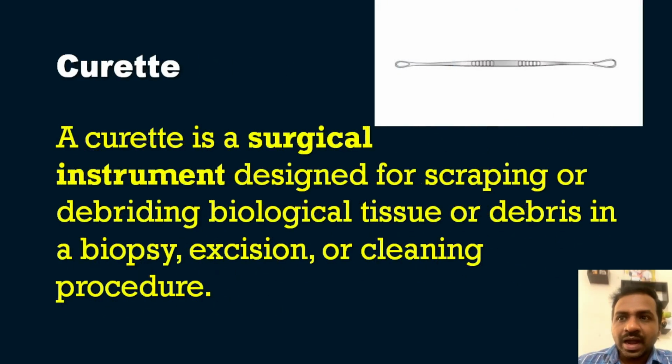Okay, so another option was a curette. So what is a curette? This is a picture of a double-sided curette, and there are several types of curette that you can refer to later. This is a surgical instrument which is used for scraping or debriding biological tissues or debris for a biopsy, excision or cleaning procedure. Dilatation and curettage, that is in OBG, you know, D&C. For that purpose this curette is used, and there are several types of curettes that you can refer to later.